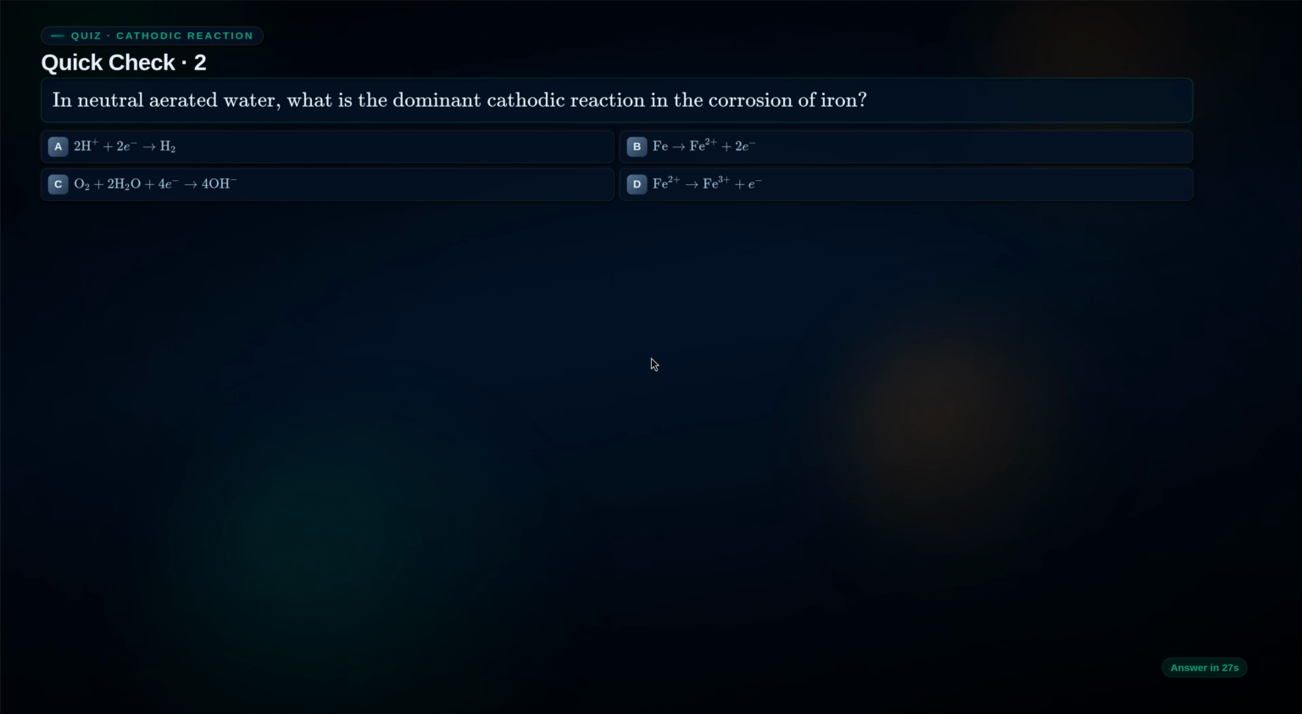The correct answer is option C. In neutral aerated water at pH 7, the dominant cathodic reaction is oxygen reduction. H+ reduction is important only in acidic solutions. Option B is the anodic reaction. Option D is a secondary oxidation.